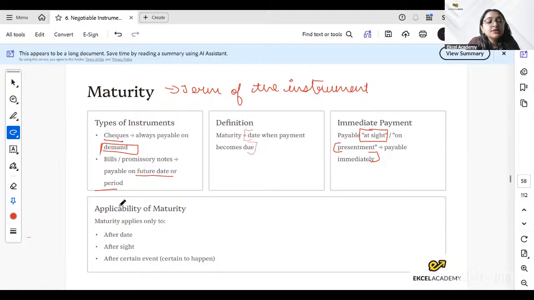So when is maturity applicable? Maturity applies only after date, after sight, or after a certain event that is to happen. All right, so what is maturity? Maturity is basically the term of the instrument, that is, the date when the payment of the instrument becomes due.